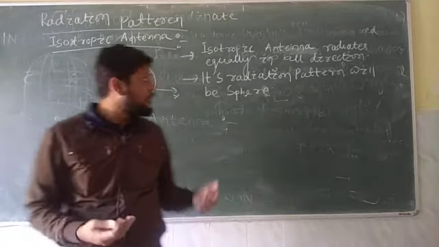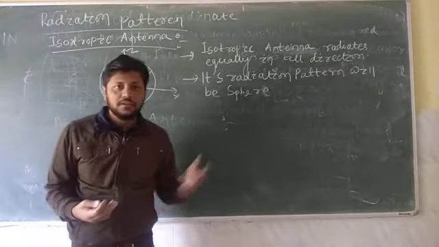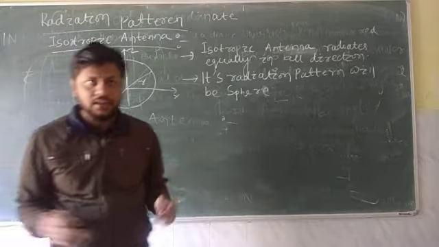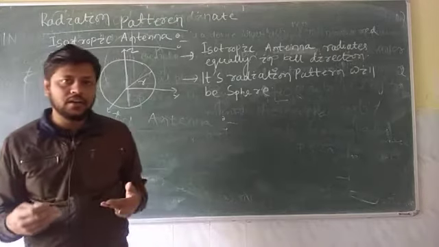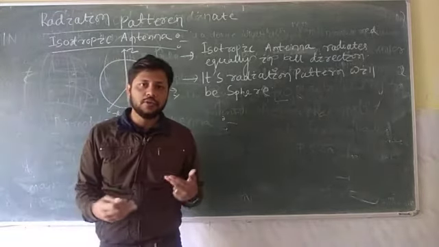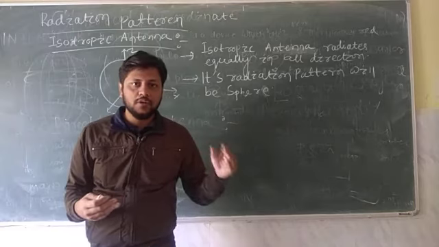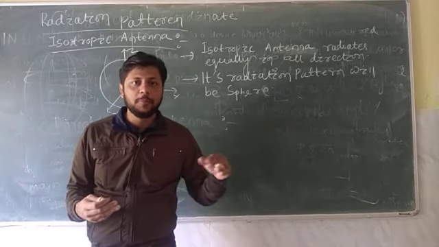So first of all, this is your isotropic antenna. Isotropic means it is an ideal antenna. This type of antenna doesn't exist practically. What is the significance of this antenna? Why are we going to study this antenna? Because we are going to take this antenna into account for reference purposes.